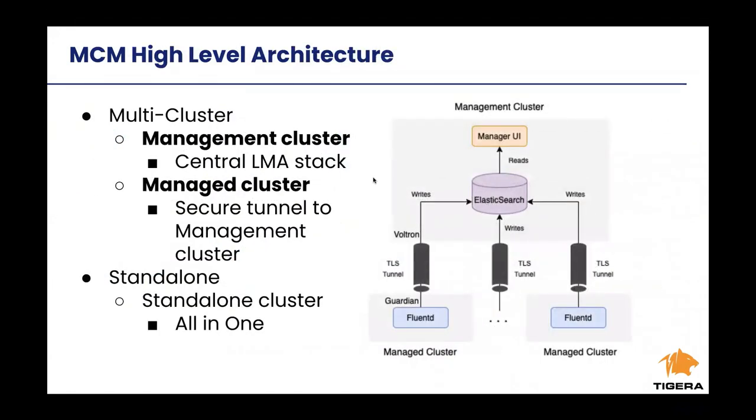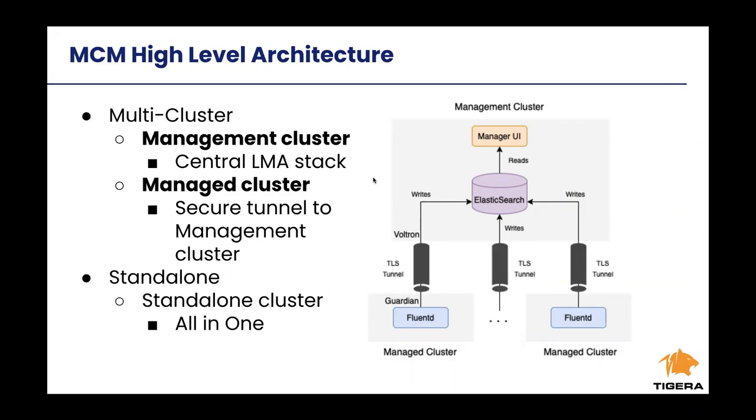On the right, you can see a high-level architecture diagram, and what we want to take away here is that there's a couple of different flavors or types of clusters that you can have in the Calico Enterprise multi-cluster management architecture. You can have a standalone installation where it's an all-in-one. You have a single cluster, it has the management UI, you have the LMA, the logging, monitoring, and alerting stack, and everything is all inside of a single cluster.